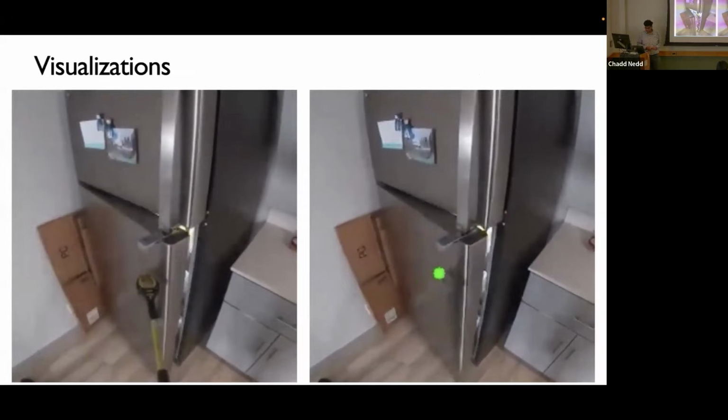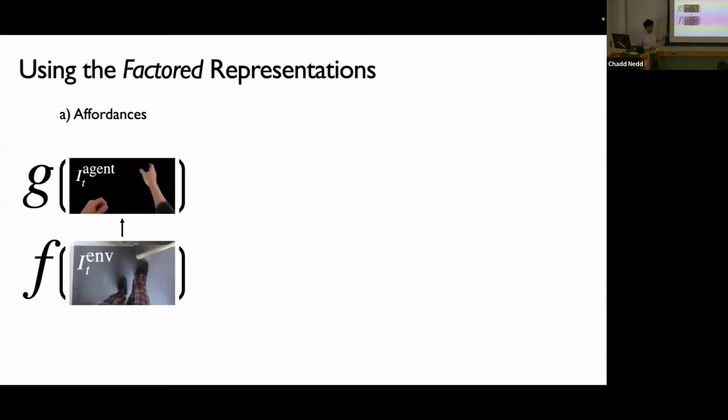Now, how can we use this factored representation? I talked about affordances in the previous part. You can take in the image, and you can learn a function f to predict whatever aspect of the interaction you want to predict. So if it were locations in the image, I would say, okay, I want to predict the segmentation mask. So given this image, I want to predict the segmentation mask. That is how this learning can be done with this factored representation.